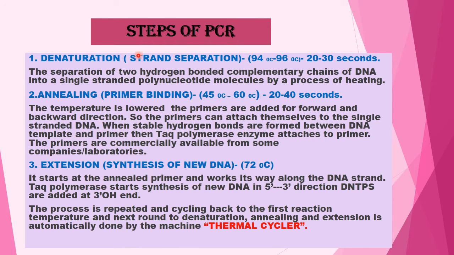Steps of PCR. The PCR technique is carried out in 3 steps: denaturation, annealing and extension. The first step is denaturation. In this step, the reaction mixture is exposed to a high temperature of about 94 to 96 degrees centigrade, so that the double stranded DNA is separated into single stranded DNA by heating, and the step is carried out for about 22 to 30 seconds.